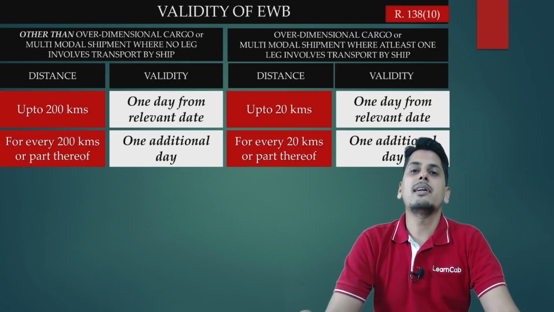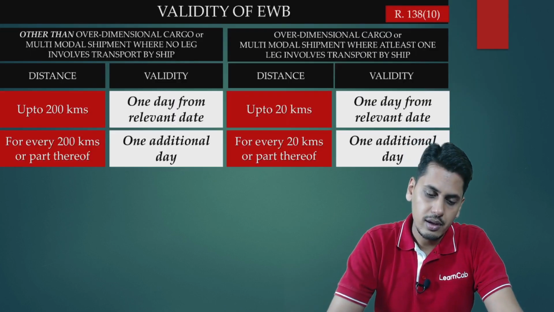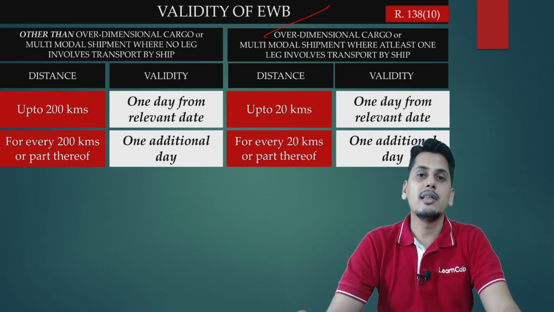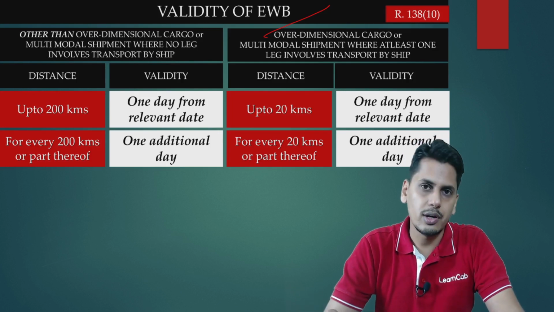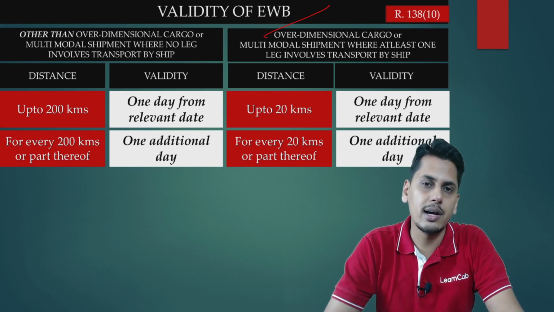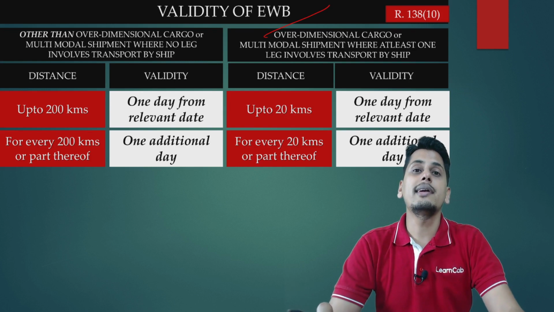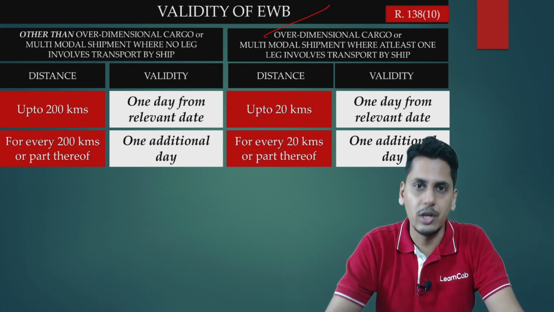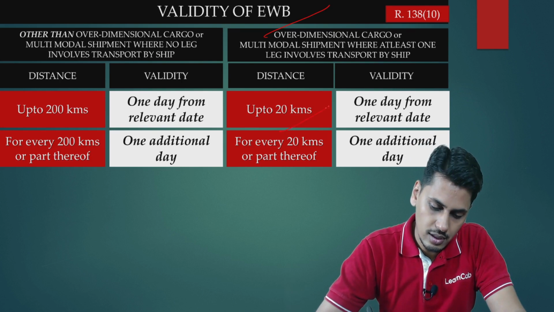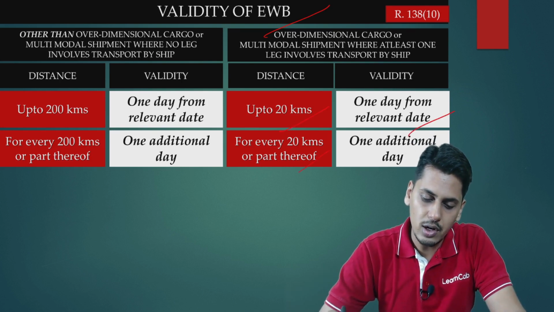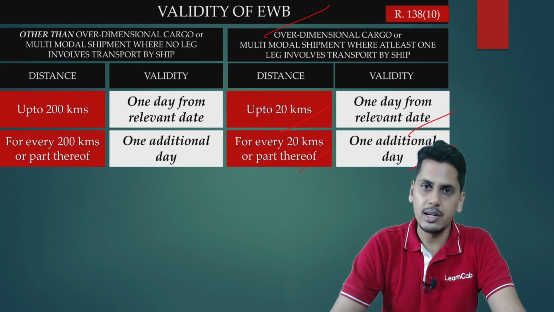The next amendment is with regard to validity of E-Way Bill. Friends, as regards the validity of E-Way Bill, it is based on the mode of conveyance and the mode of transportation. If the transportation of goods is through an over-dimensional cargo or through a multimodal shipment where at least one leg involves transportation by ship, the validity is up to 20 kilometers, 1 day from relevant date. For every 20 kilometers or part thereof, it is 1 additional day.